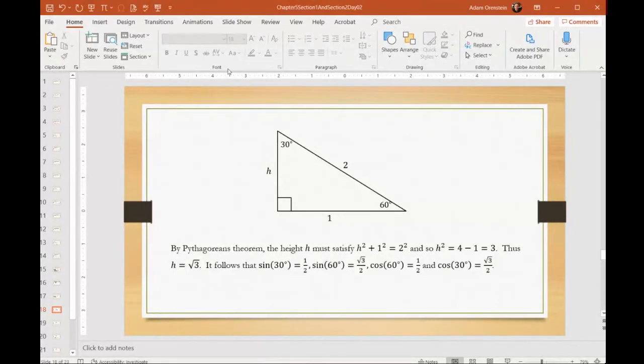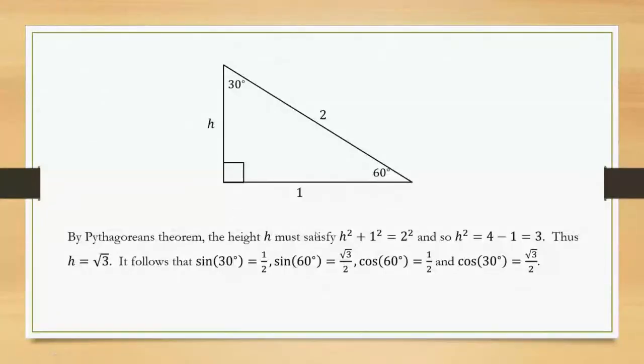The height we can get using Pythagorean's theorem. That's what I do here. Now, it's not hard to do. It turns out to be the square root of 3. So this is, I think, what they call a 30, 60, 90 triangle.